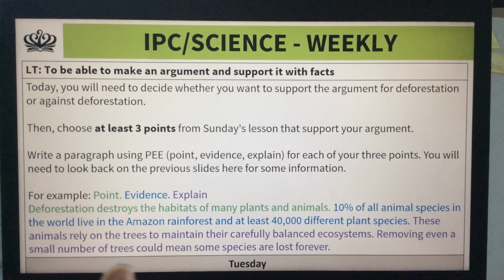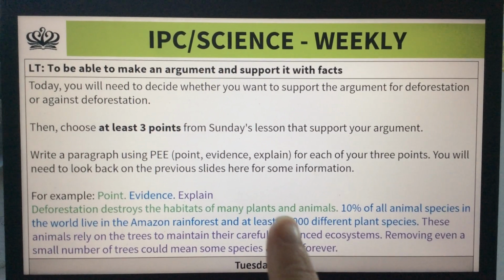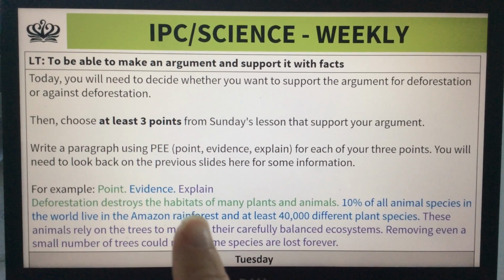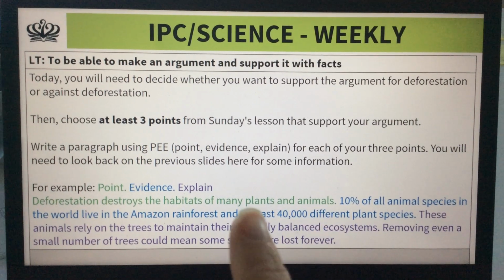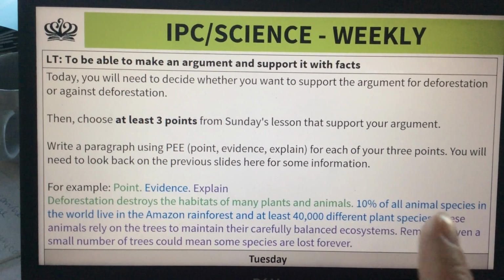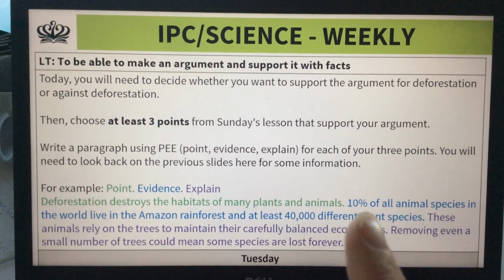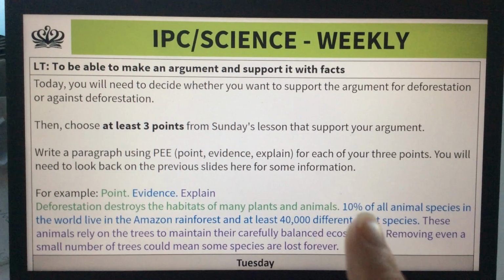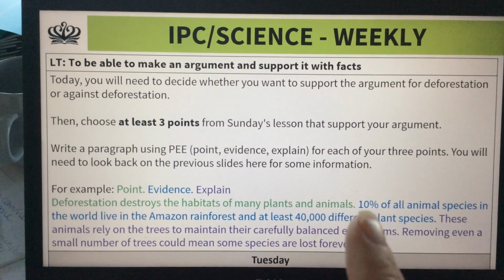So here's an example. The point is in green, and that's often quite short. Deforestation destroys the habitats of many plants and animals. Habitats are where plants and animals live. Evidence: 10% of all animal species in the world live in the Amazon rainforest, and at least 40,000 different plant species. So that's our evidence that there are a lot of species living in the rainforest.